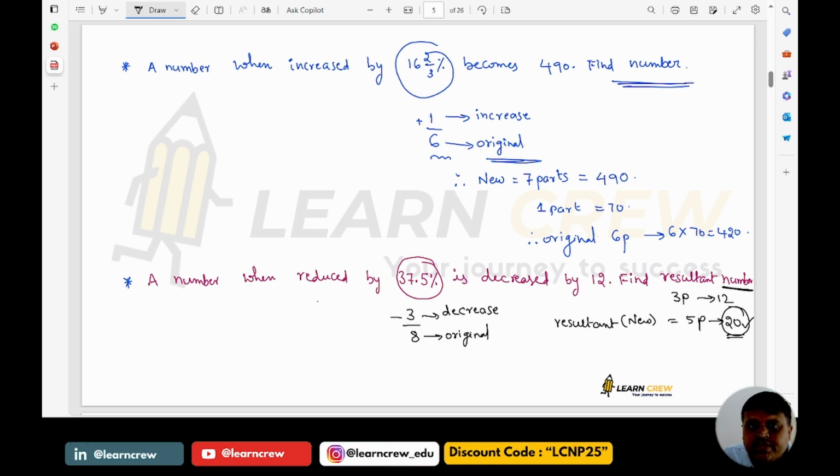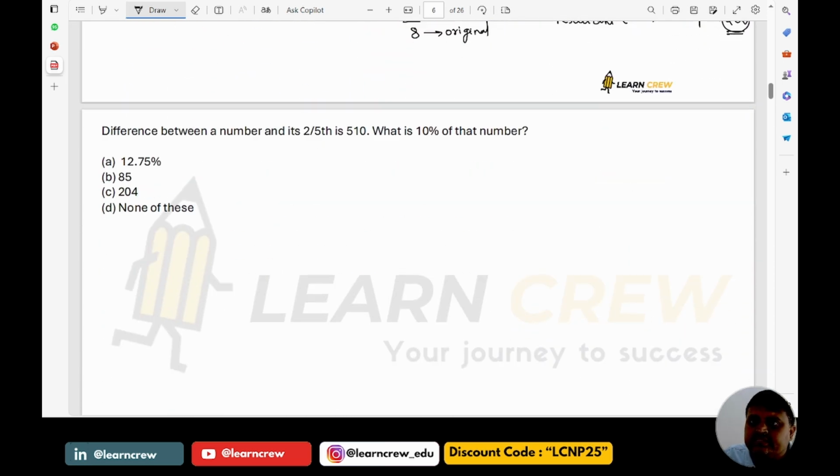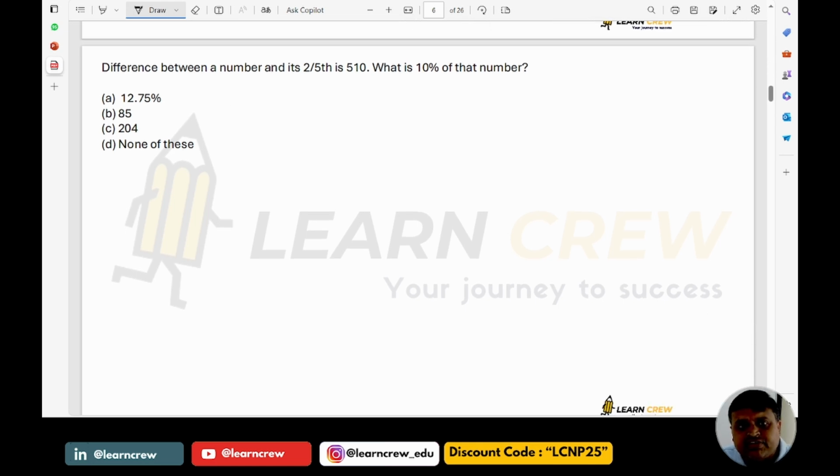Okay. So in this way you need to understand the fraction and its terminology very clearly. Now next. Let us begin with the questions now. Let us begin the questions in your sheet. So the first question. The difference between a number and its 2/5 is 510. Then find 10% of the number.